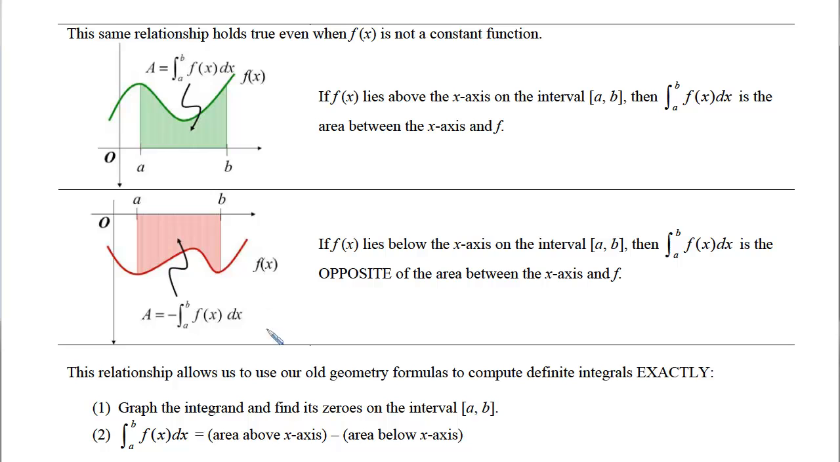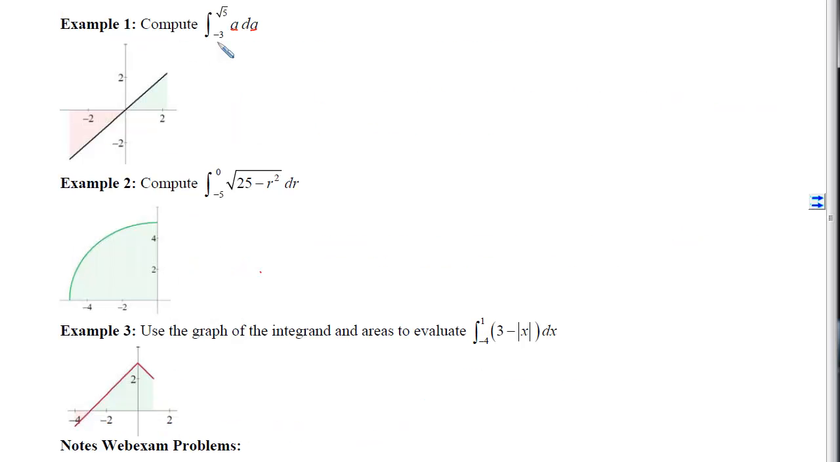How we'll do this is we will first graph the integrand and find its zeros, and then the accumulation from a to b will equal that area above the x-axis minus the area below the x-axis. With example 1, we're going to compute the definite integral from negative 3 to root 5 of a with respect to a. Because this is the same as this one, that means that the variable is going to be a.